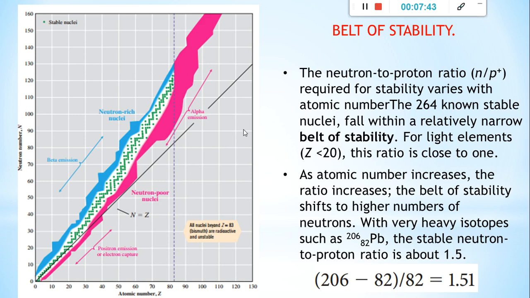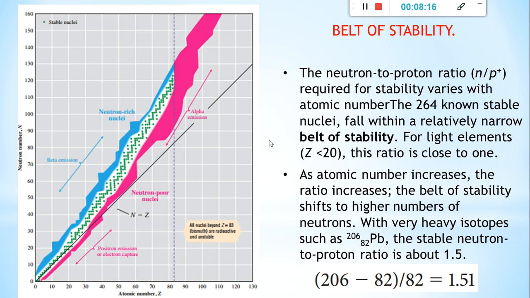We actually have a series of empirical rules for predicting which nuclei is most stable. So we have first the neutron proton ratio, and as shown, there are 264 known stable nuclei which fall within a relatively narrow belt of stability. The color red in the figure shows the belt of stability.